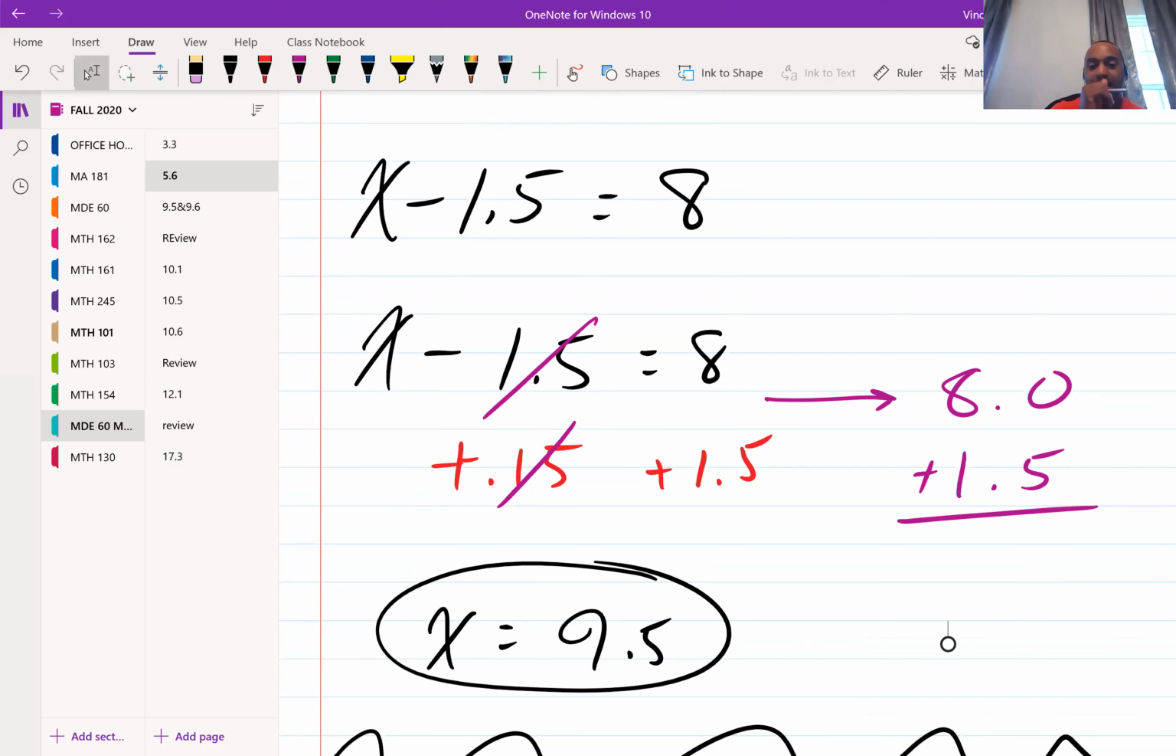All right, negative 2y is equal to 6.7. You want to solve for that y, you would divide both sides by negative 2. Once again, same process. And that's y equal to negative 3.35. So the fact that we have decimals doesn't change the process.